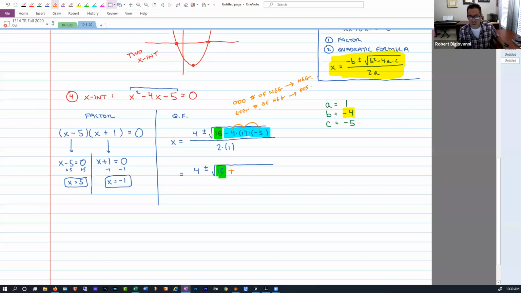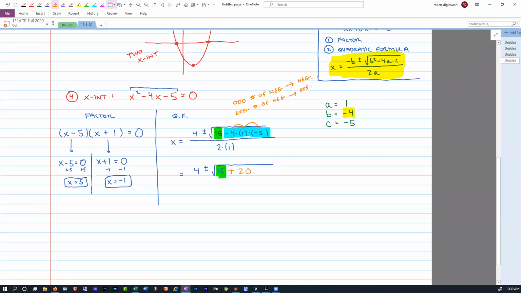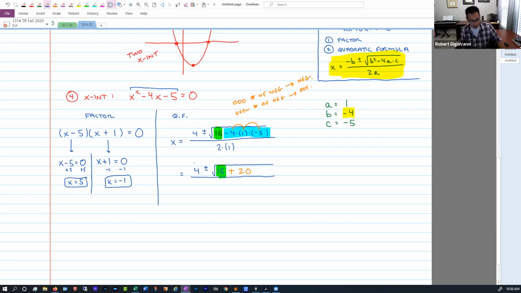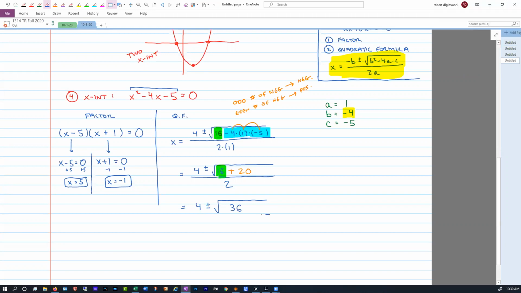What's 4 times 1 times 5? So 4 times 1 is 4, times 5. That should give you 20, right? Okay, so we have plus 20. All of that divided by what? 2. Okay, still taking my time. 4 plus or minus square root. All right, square root of, we need to add those numbers together, don't we? 16 and 20, that's 36, all over 2.